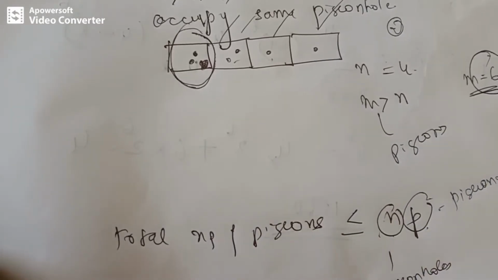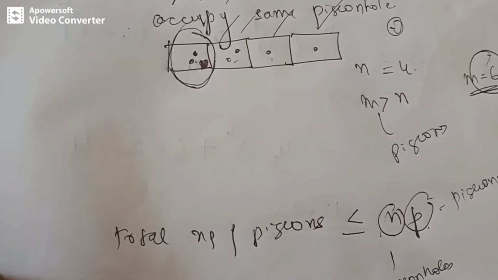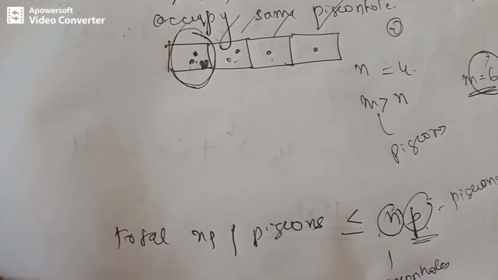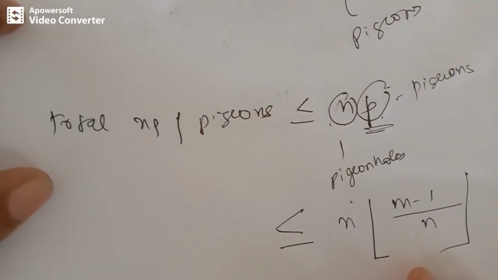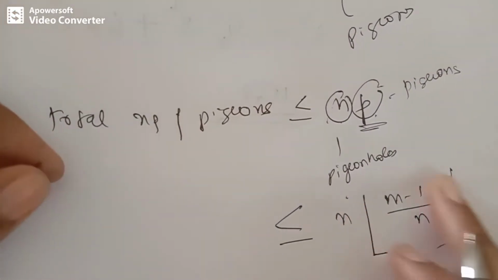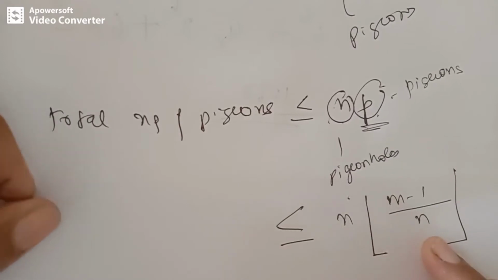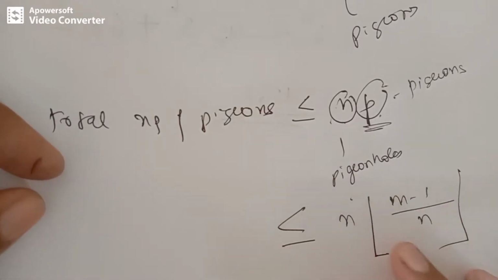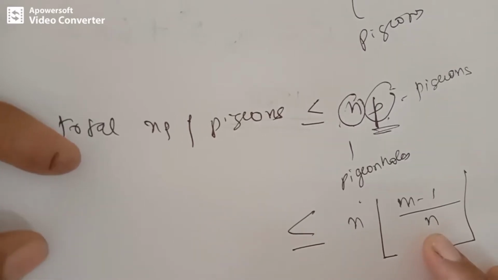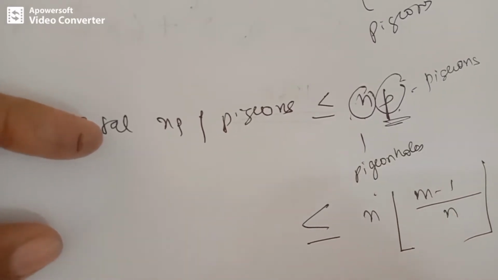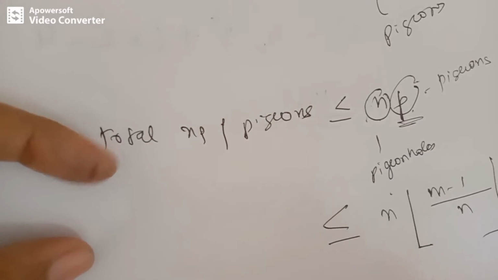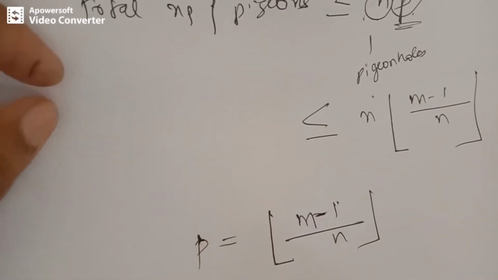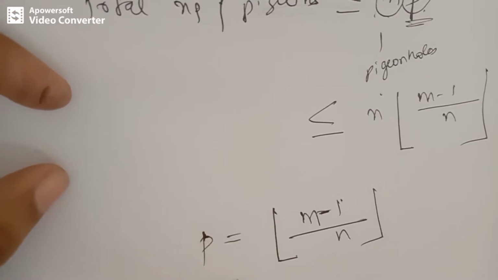And the formula for p is actually the floor value of (m minus 1) by n. This floor value represents the greatest integer, so if I get 4.1, it is rounded off to 4, the lowest integer value. So p is nothing but the floor value of (m minus 1) by n. This represents the number of pigeons.